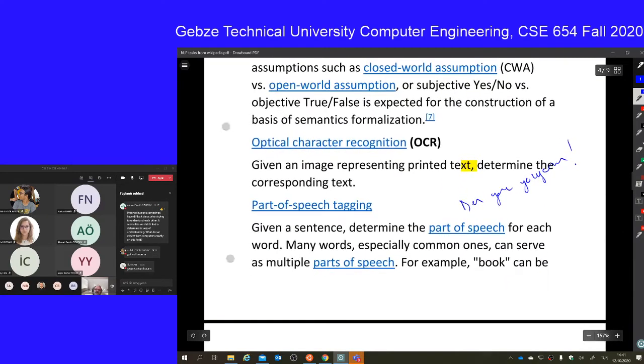Optical character recognition is trying to produce sentences from an image of a document. Okay? If the text is printed, it is called optical character recognition. If the text is handwritten, it's called intelligent character recognition. Okay. So, OCR is an old problem, but it's mainly an almost solved problem. Intelligent character recognition is something different. It still needs more work.